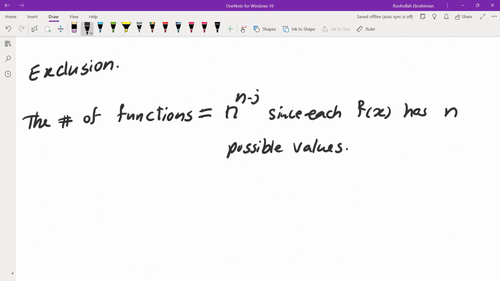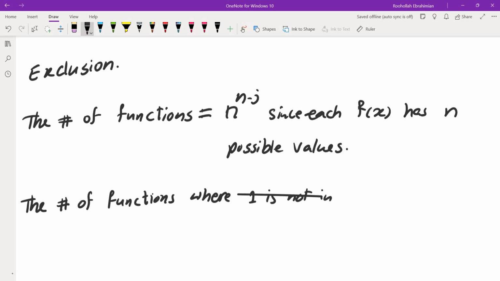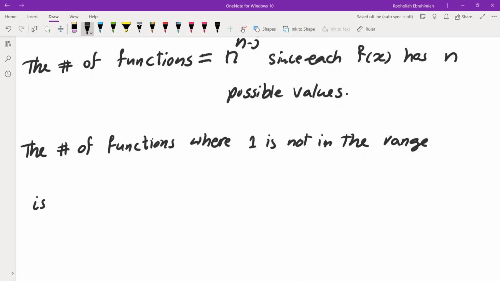Now we are going to have to eliminate the ones where 1 is not in the range. So the number of functions where 1 is not in the range is, so we cannot choose 1, n minus 1 to the power of n minus j.